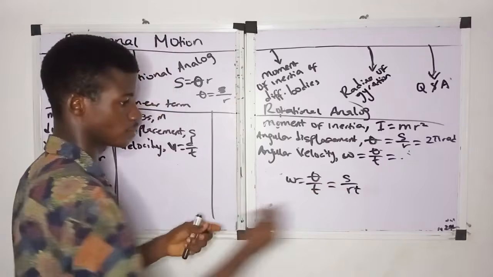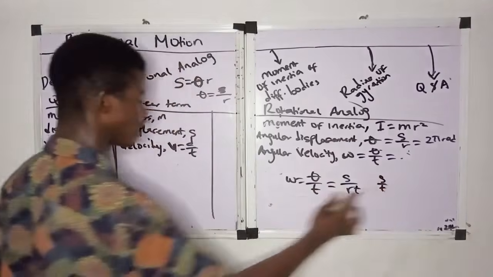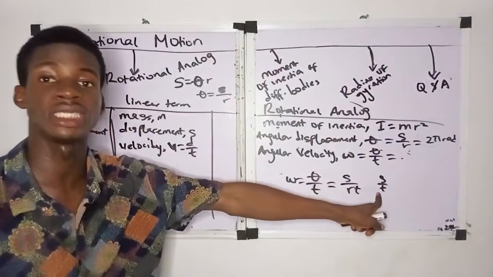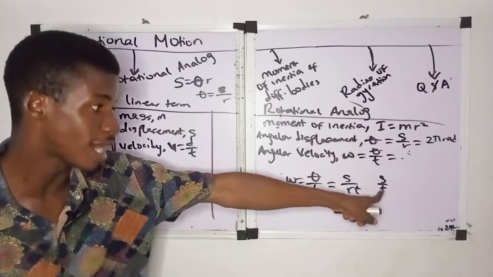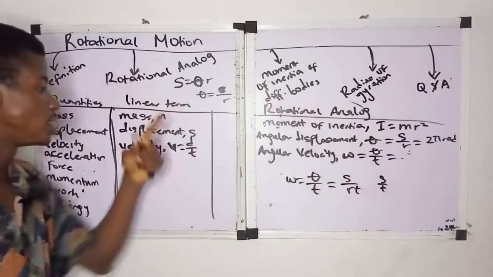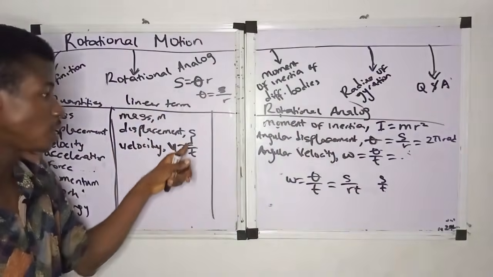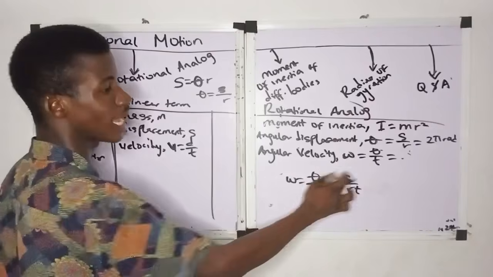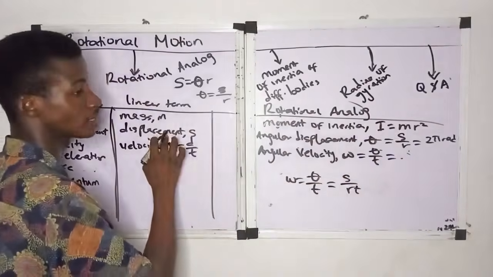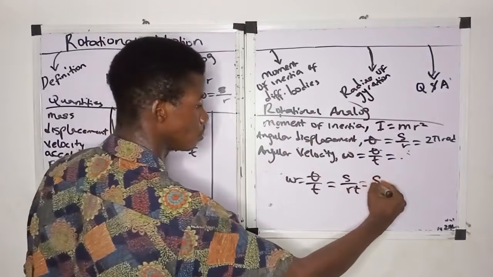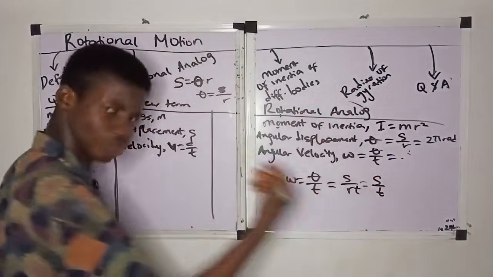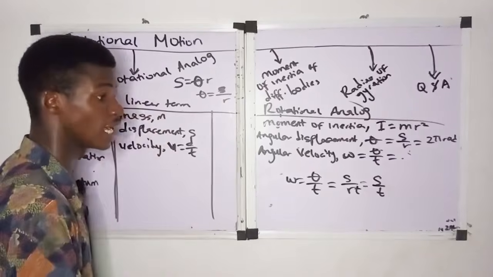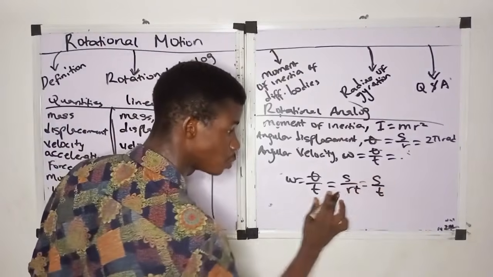Now if you look at S over t, which is distance over time, it is the same thing as velocity. We know that S is displacement, so displacement over time is known as linear velocity. So in its place, remember, don't forget about this r.